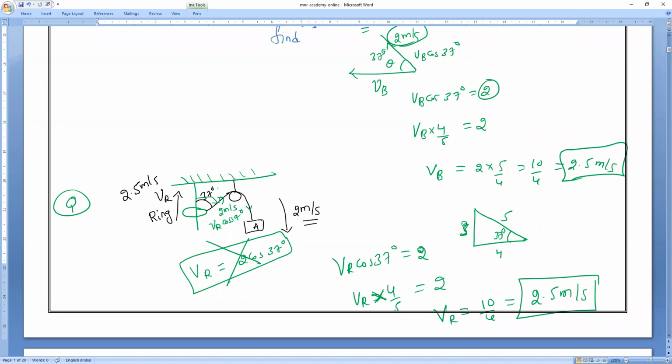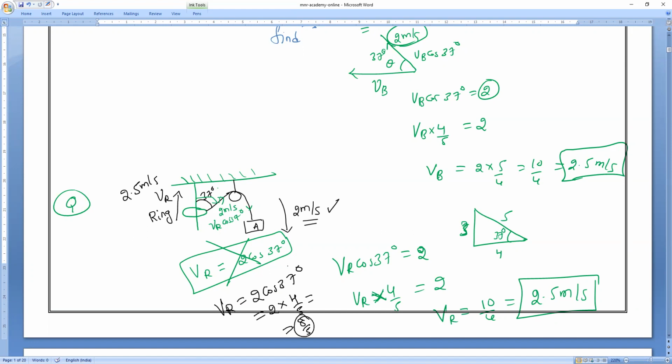So the mass of the body is moving 2 meters per second in the downward direction. If you want to calculate directly, for example, VR is equal to, the formula is 2 into, that is, the velocity of the body into cos 37. So that's all you can get directly. What is the cos 37 value? Fast, tell me. 4 by 5. Yeah, 4 by 5. So which is equal to 8 by 5 we will get.